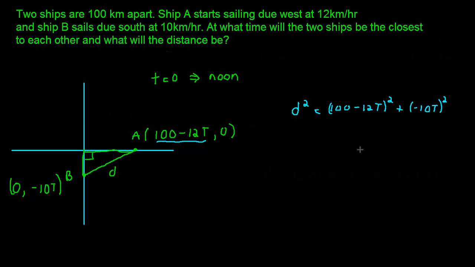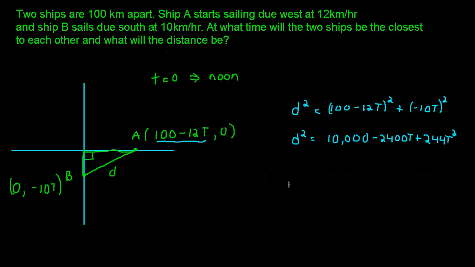If we simplify this, I'm going to skip some steps here, and assume you can do some expanding. If you expand it and combine like terms, you get the following: 10,000 minus 2400t plus 244t squared. There you have it.